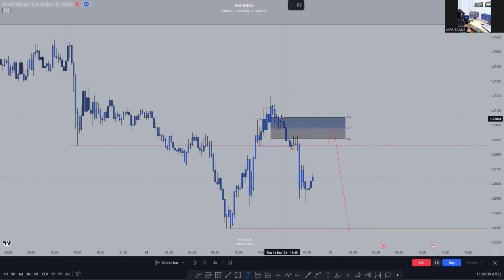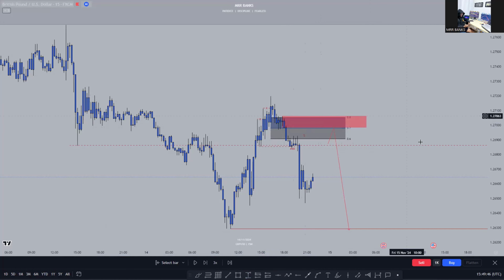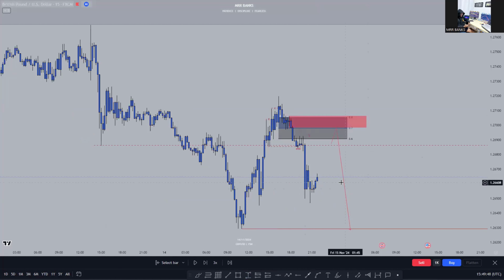And we had our supply zone sitting right above here. Let me change the color. We had our supply zone also sitting right above here. So on Friday, we're only expecting price to pull all the way back into this level. Then we look for our entry.